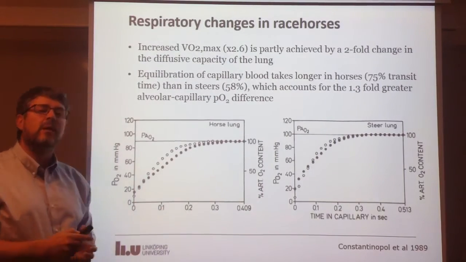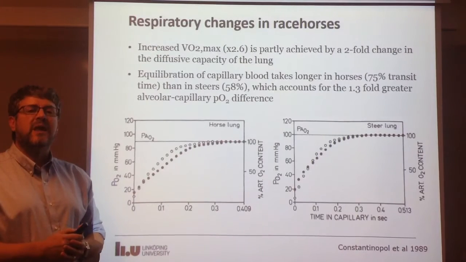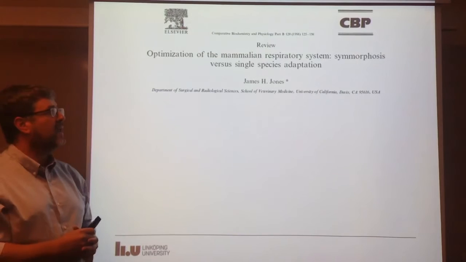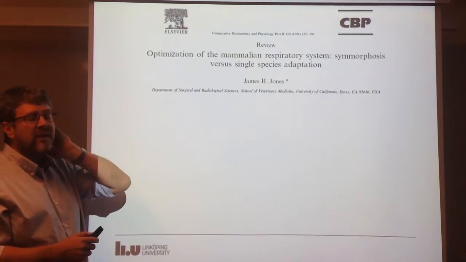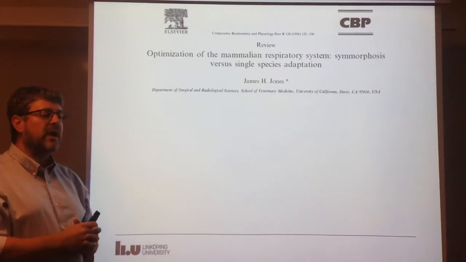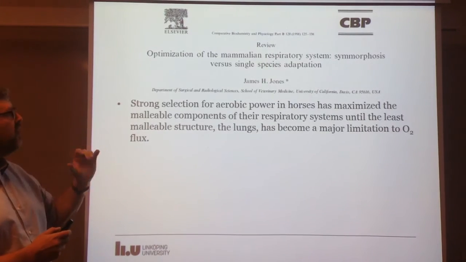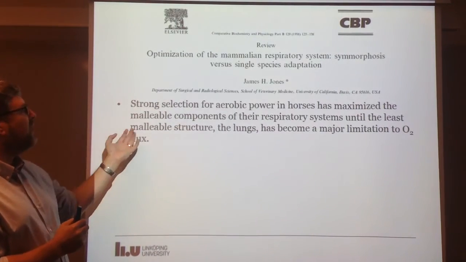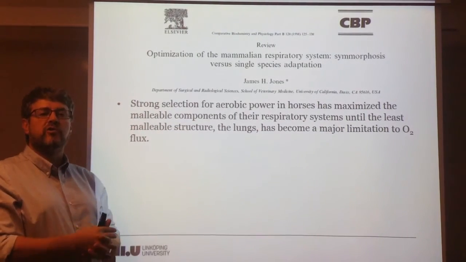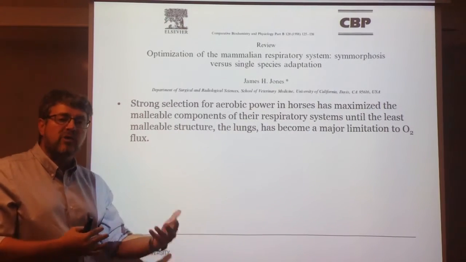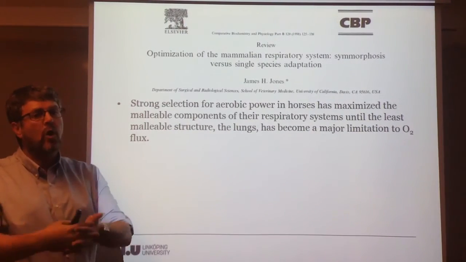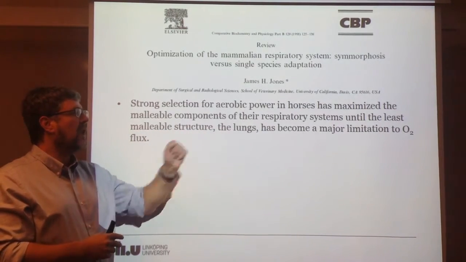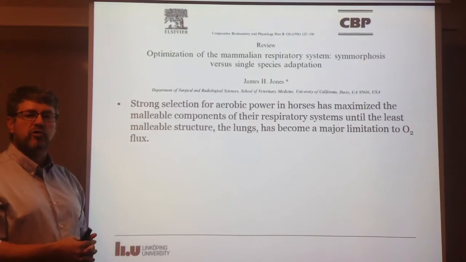Does that tell us something about Symmorphosis? Well, relatively speaking, yes, but in reality it cannot prove anything. And this is what Jones concludes in his review paper, looking at Symmorphosis in this particular species. His conclusion is essentially that strong selection for aerobic power in horses has maximized most of the structures in the system, in this case increasing diffusion capacity in the lung, increasing also heart size, until the least malleable structure, the lungs, becomes a major limitation for oxygen.